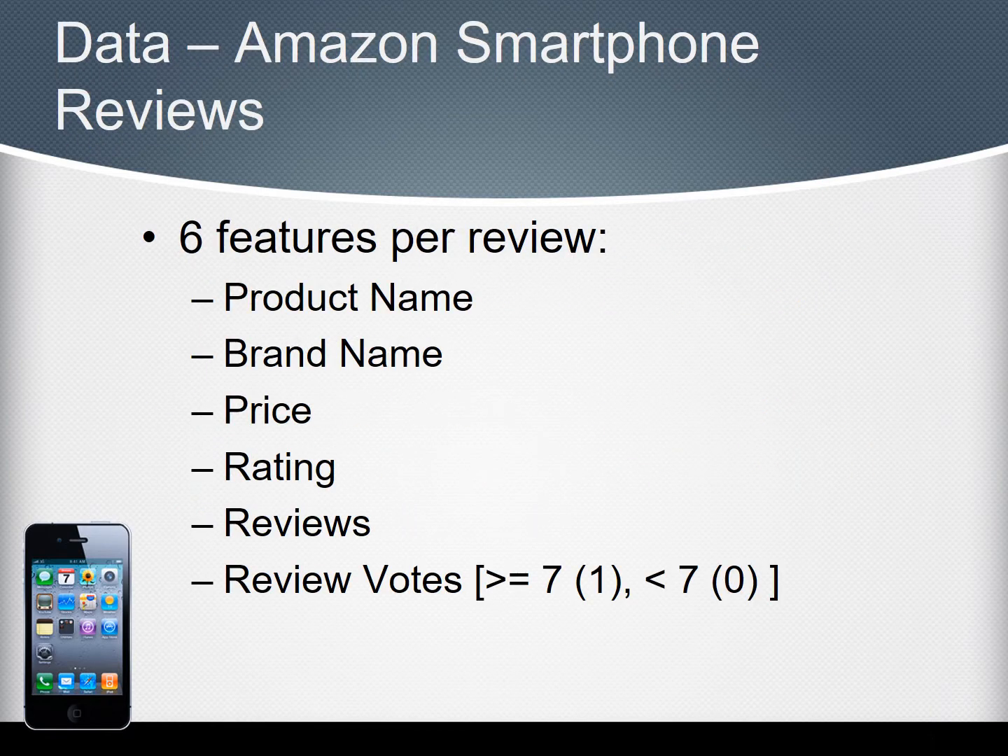The dataset of Amazon smartphone reviews, retrieved from Kaggle.com, has 6 features, which are product name, brand name, price, rating, reviews, and review votes. For the classification part of the methodology, we set review votes greater than or equal to 7 as 1 and less than 7 as 0.